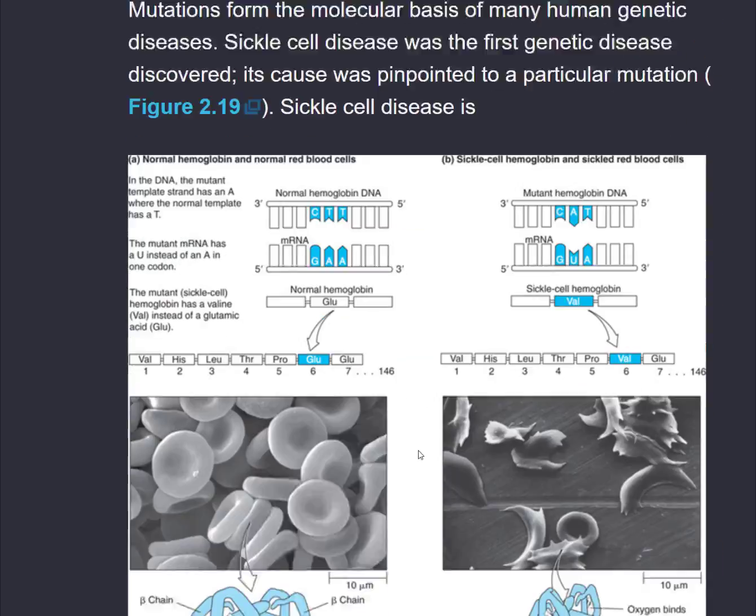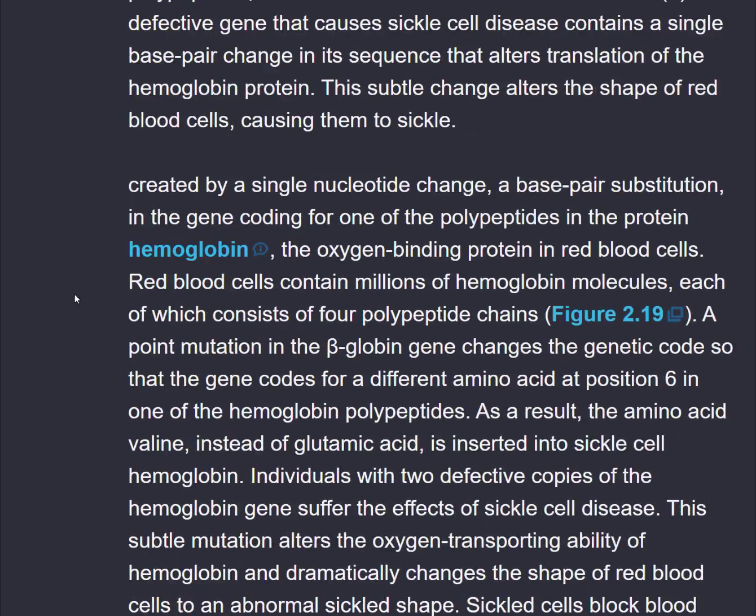Next is hemoglobin. Hemoglobin is the oxygen-binding and oxygen-transporting protein of red blood cells in vertebrates. Mutation of globin genes that encode hemoglobin results in a number of different human blood disorders with a genetic basis, including sickle cell disease.